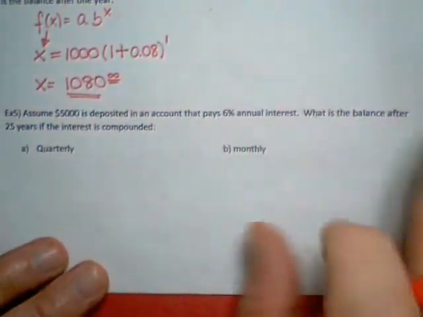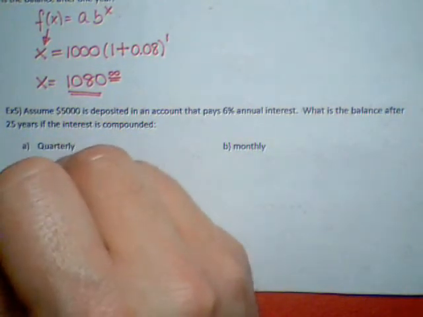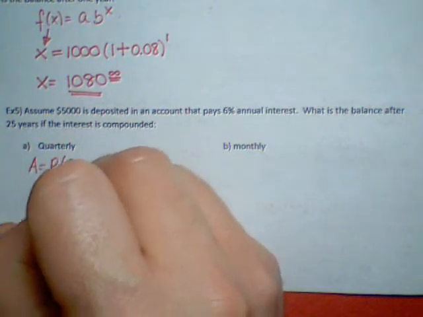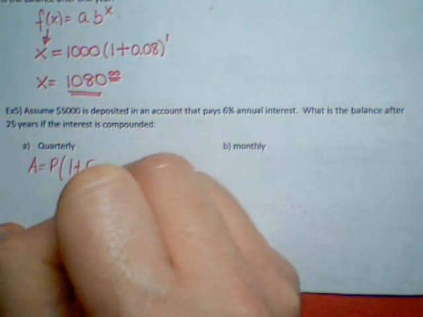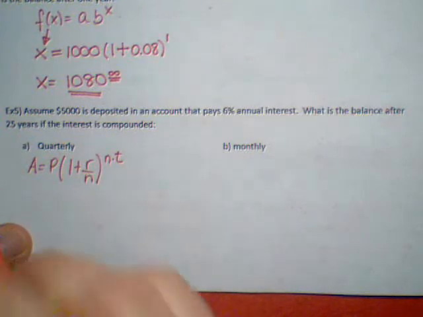Hello, welcome back. We're here on example number 5. So let's remember our formula is A equals P(1 plus r over n) to the power nt. I always like to write down my formulas, especially when I'm first learning them.